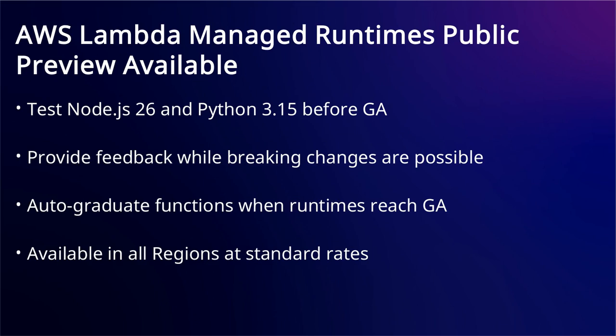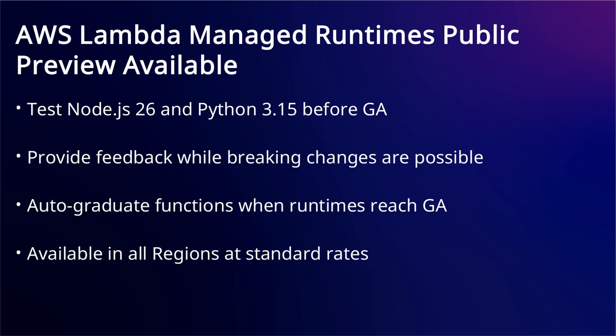Previously, Lambda managed runtimes launched directly as GA releases, preventing post-GA changes that might impact production workloads. This limited the ability to address issues discovered after launch and gave third-party tools no time to validate compatibility. With managed runtimes in public preview, you can test Node.js 26 and Python 3.15 and report issues before GA while breaking changes are still possible.